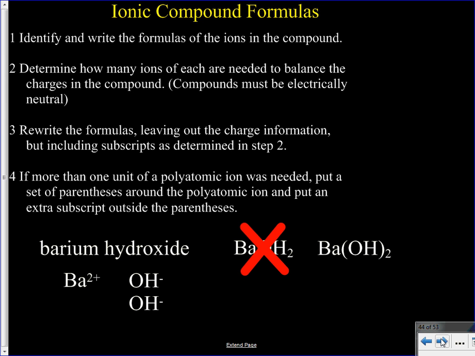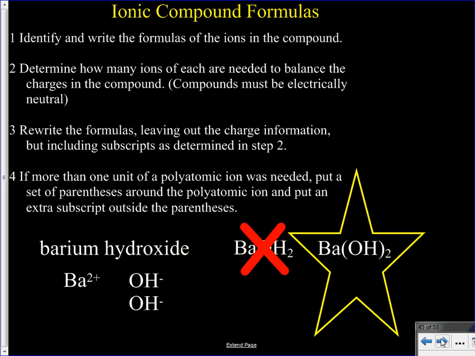So it's basically saying give me 2 of everything that's inside the parentheses. In this case, what's inside the parentheses is our hydroxide ion. And if you do that, that's when you get the gold star. So that's the one you want right there, not that other one that says BaOH2. You want the one that says BaOH in parentheses 2.